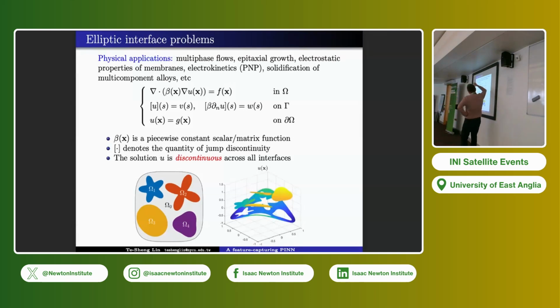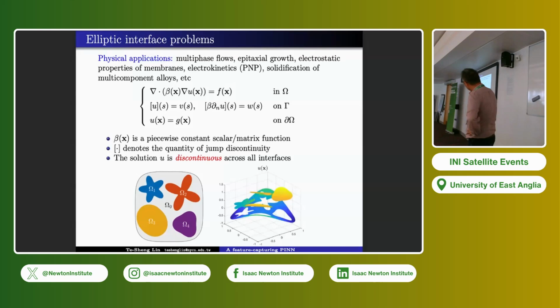We want to solve this elliptic interface problem where the solution U is a network. So the problem needs to satisfy this, that's an elliptic equation with jump conditions. At each interface, there's a jump, and the normal derivative has a jump. And also on the outside, there's a boundary condition here. So this beta is either a piecewise constant scalar function or a matrix function, where this bracket denotes the jump discontinuity. And the crucial point is that the solution is discontinuous. Okay, so the solution looks like this, and that's the domain, one of the examples of these domains.